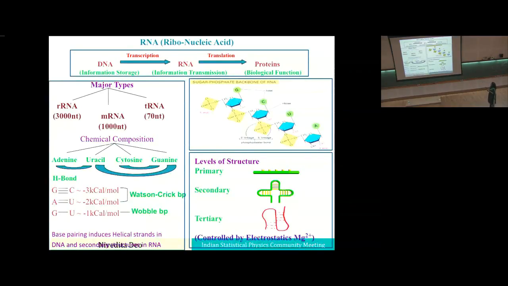This is a picture of the RNA with its sugar phosphate backbone, where the nucleotides are positioned this way. There are three levels of structure found in the RNA. They are very distinct. This is the primary structure, in which you have the nucleotides or the bases in a string, and the secondary structures, in which they bond through the hydrogen bonds in this way, and tertiary structures, in which the bondings are in this particular fashion. And this bonding is controlled by the electrostatic magnesium ions.